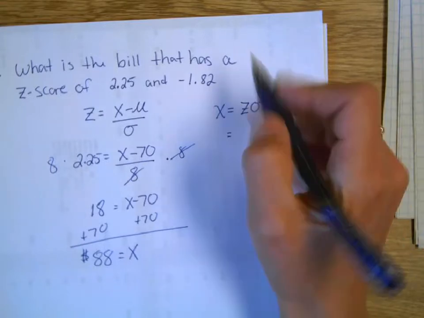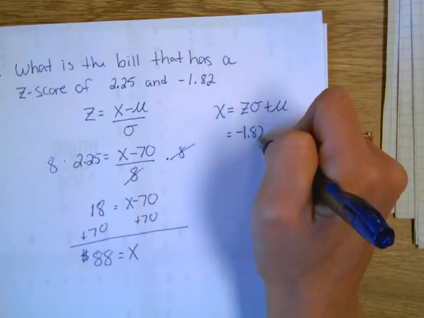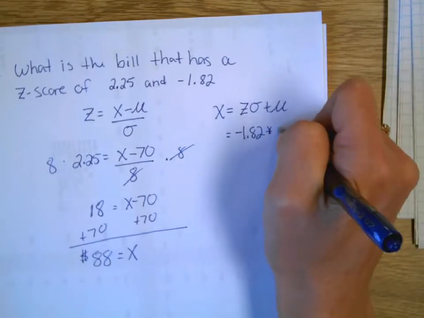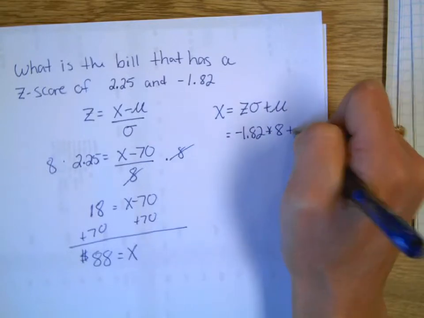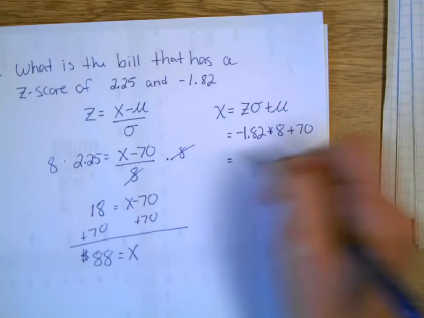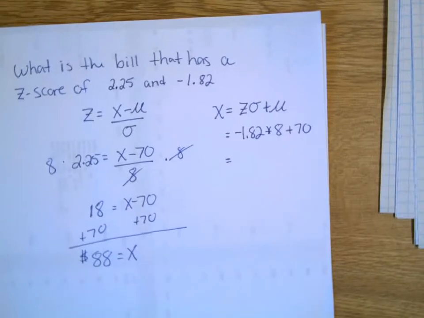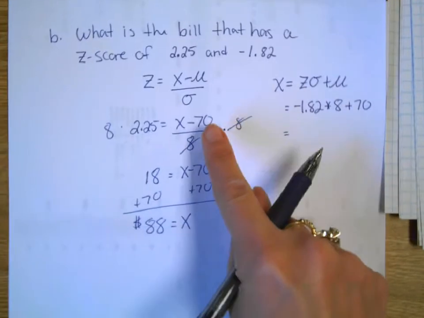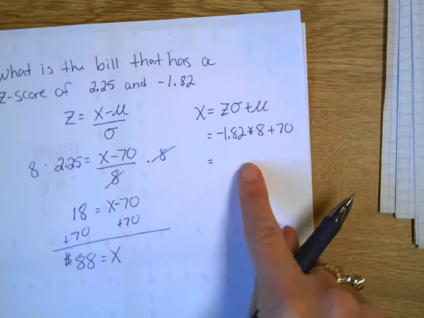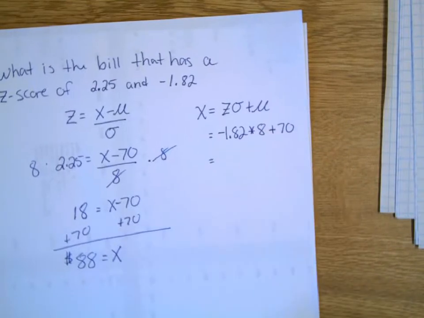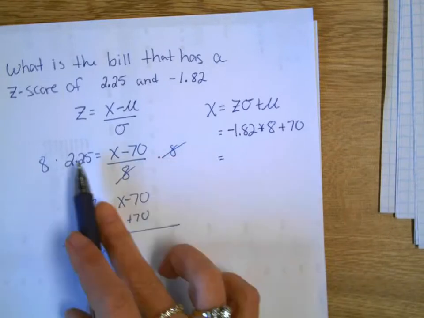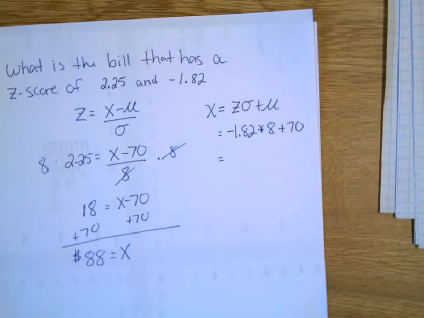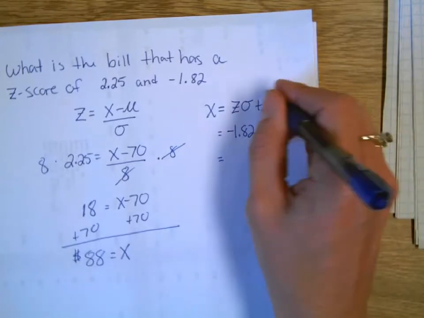So the z-score we're doing now is negative 1.82. That's almost 2 standard deviations below the mean, just shy of it. Multiply by that $8 standard deviation, add on the $70 mean. Now it's just one line of work. I'm doing the exact same thing I just did here. This thing that took me 4 lines, I just did in 2 lines. It was 2 steps. We multiplied by the standard deviation and added the mean. Why? To show you where it comes from. I would put this on my note card.